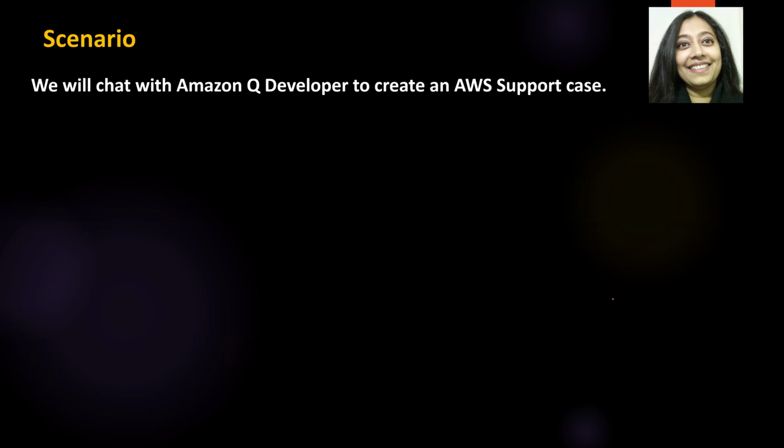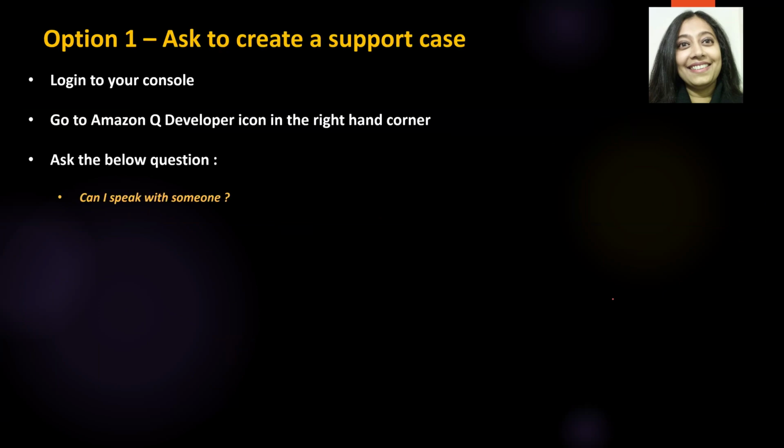Scenario for our lab today. We will chat with Amazon Q Developer to create an AWS support case. There are two ways to do that, at least two ways that I know of, and let us explore both those options. Option one is to create a support case by asking Amazon Q Developer directly, hey, can I speak with someone?